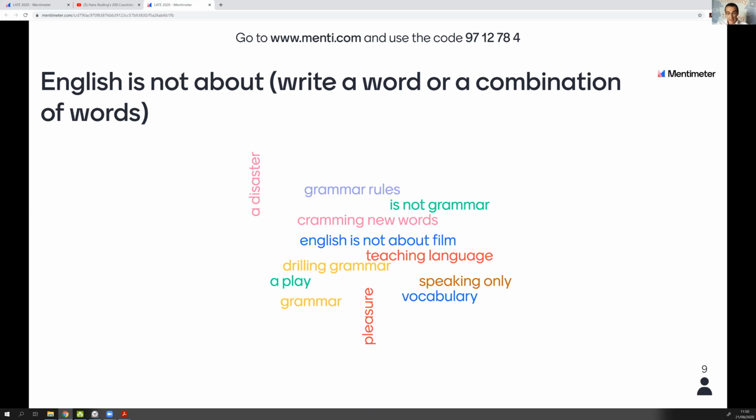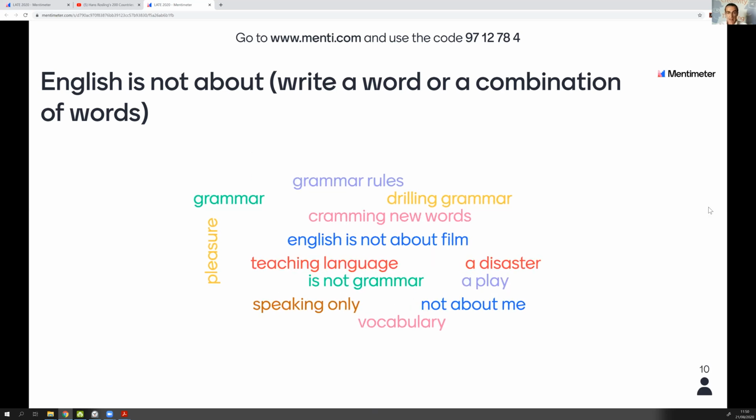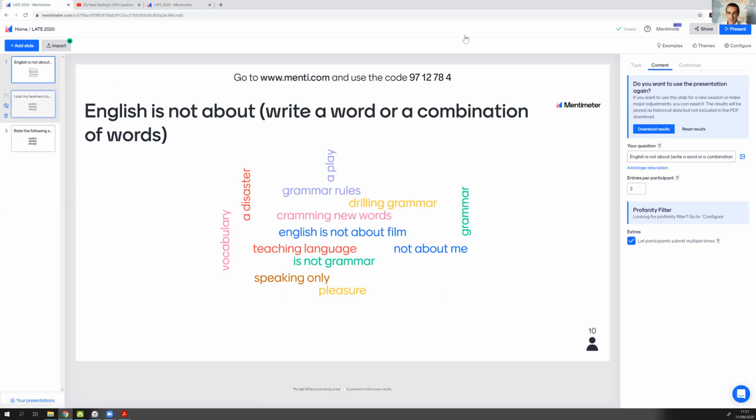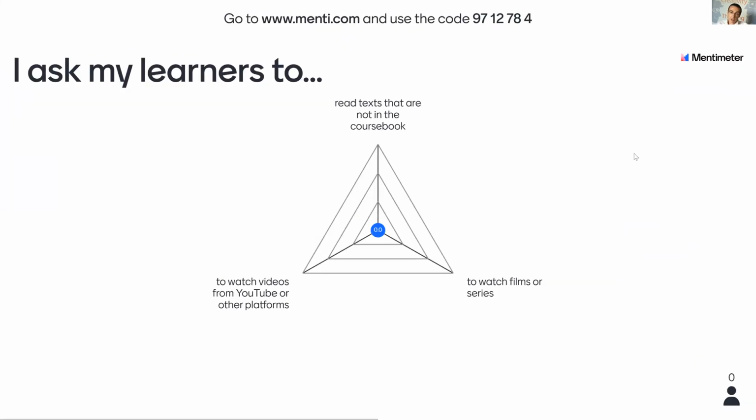Okay, so you can continue answering. So these are more or less our ideas regarding what English is not about. And in fact, there is one more question I would like you to answer now. And this is about you, your learners, and the texts which you ask your learners to read or not to read. So what kind of texts do you ask your learners to read?